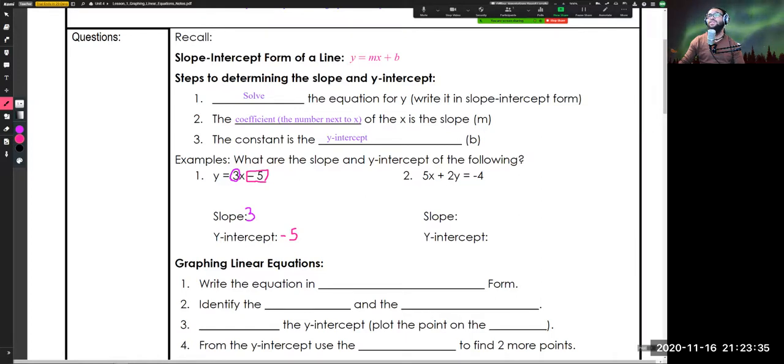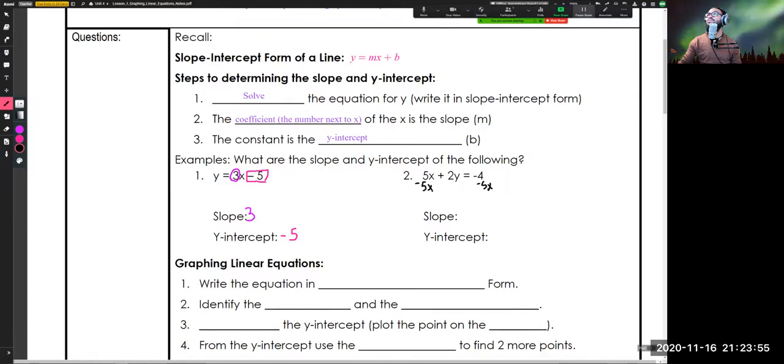First, we're going to solve the equation for y. We didn't have to do that in the first problem because it was already in slope-intercept form. But in this second problem, we're going to have to do that. So to solve for y, this y is going to stay on the side by itself. I'm going to subtract 5x from both sides, minus 5x.